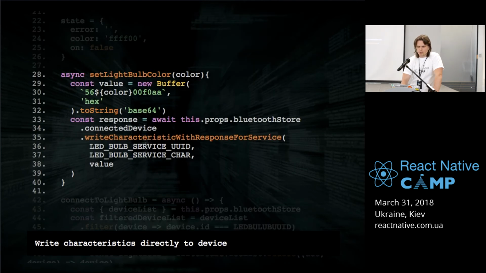And I just write characteristic with the response. That's it. That's the whole app, right? So you just need to connect the device and you just write characteristics. And the characteristics look like a 56 prefix, color, and some value here. So you figure this out by reverse engineering, and then you just write characteristic to the device. So it's as simple as that.